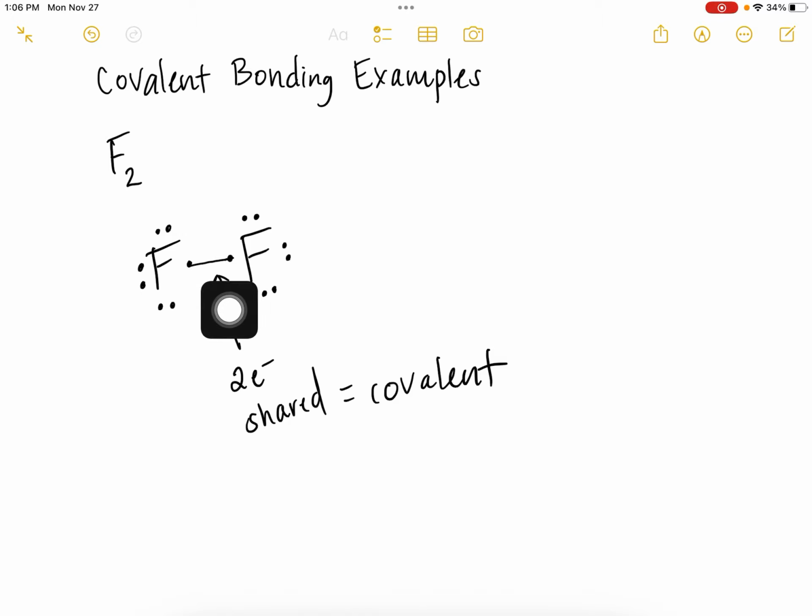Now, covalent bonds, we can draw pictures like this for lots of things. These are called Lewis structures, and that's actually a whole topic in chemistry that we'll get to. But this was just an overview so that you can see the difference between ionic bonding and covalent bonding.